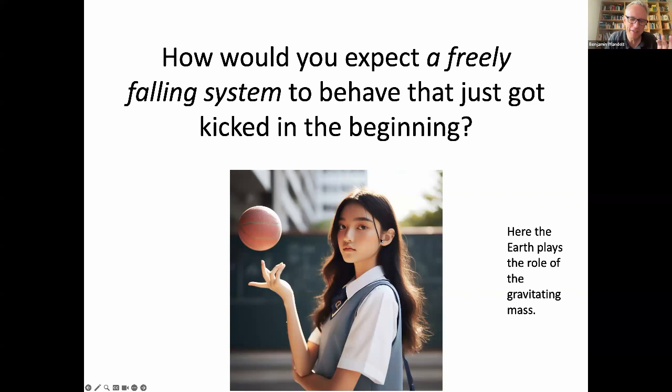I'd have to be really good at throwing. I'm not that good. But, you know, imagine that I could. I mean, it would be possible. So we have a gravitating system, a kick in the beginning. So either it goes up, comes back down, or if I kick it really hard, it keeps going. But those are kind of the options.